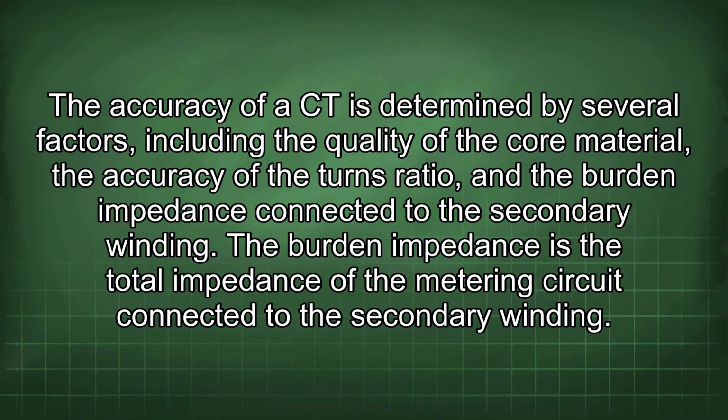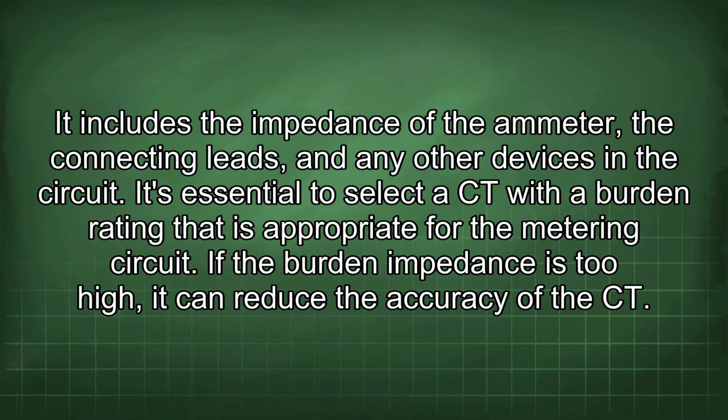The accuracy of a CT is determined by several factors, including the quality of the core material, the accuracy of the turns ratio, and the burden impedance connected to the secondary winding. The burden impedance is the total impedance of the metering circuit connected to the secondary winding. It includes the impedance of the ammeter, the connecting leads, and any other devices in the circuit.